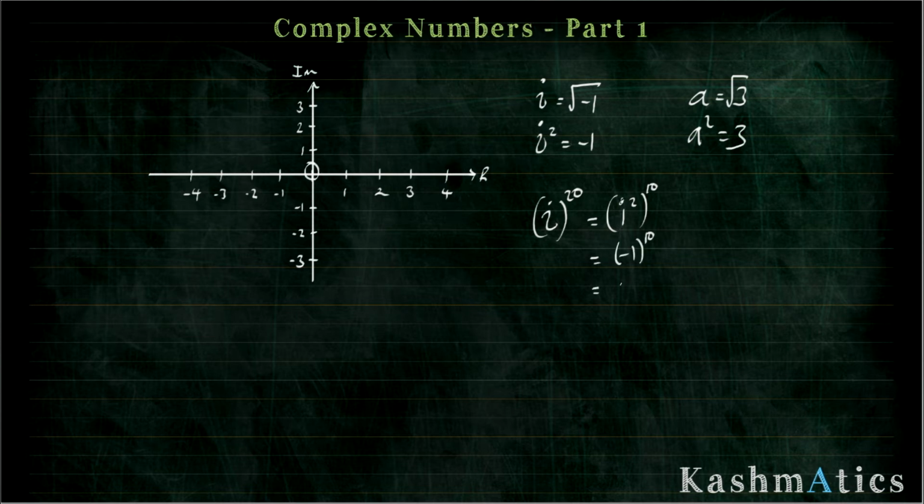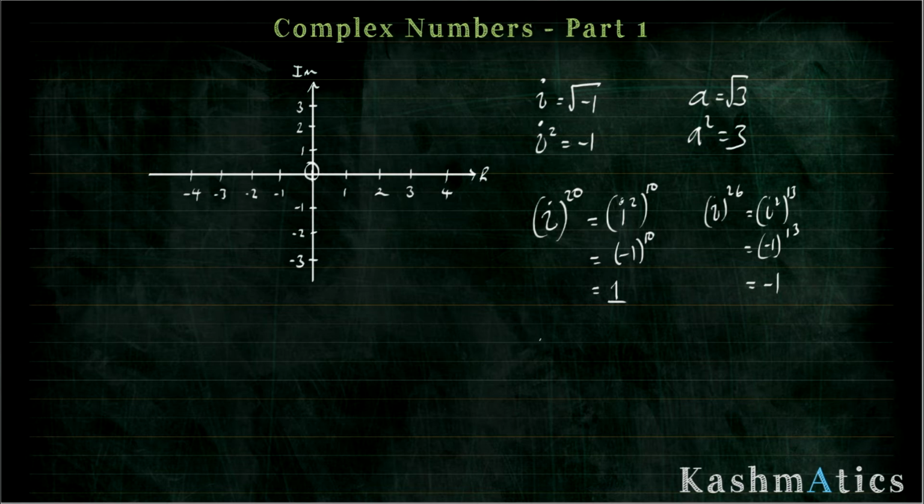Okay, and we know that any number to an even power, well, I hope you know this, is always going to be positive. So the answer here is 1. But let's say we had i to the power 26, for instance. Okay, i to the power 26 would be i squared to the power 13, and i squared is minus 1, so minus 1 to the power 13. Now, any negative number to an odd power would be negative, so the answer there is minus 1.